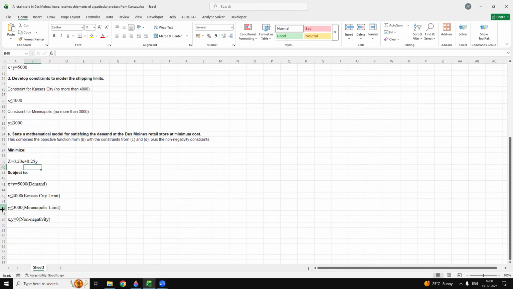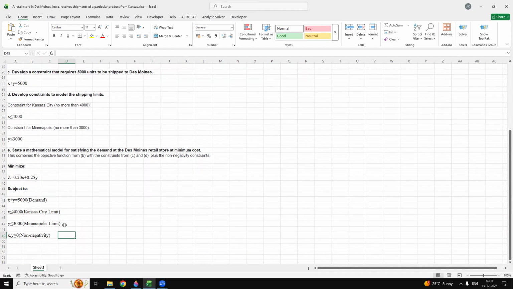x plus y equals 5,000, which is the demand. Then x is less than or equal to 4,000, which is the Kansas City limit. Then y is less than or equal to 3,000, which is the Minneapolis limit. And x, y is greater than or equal to 0, which is non-negativity. So this is the part E solution.